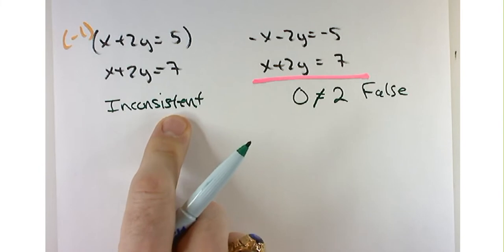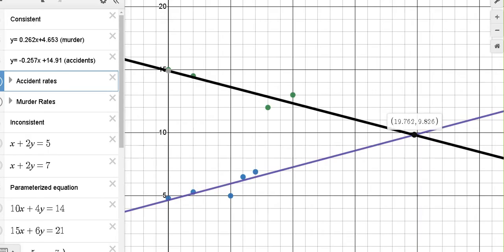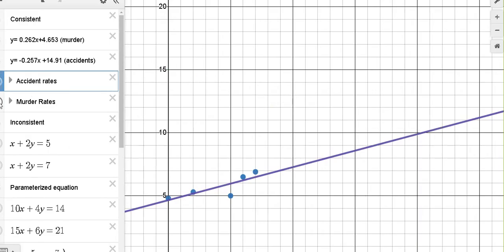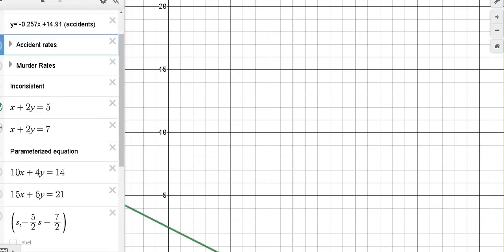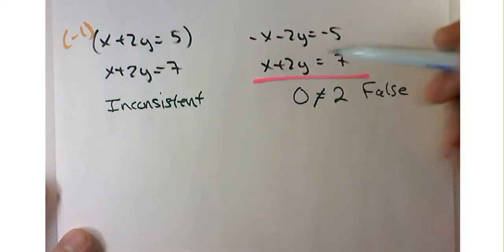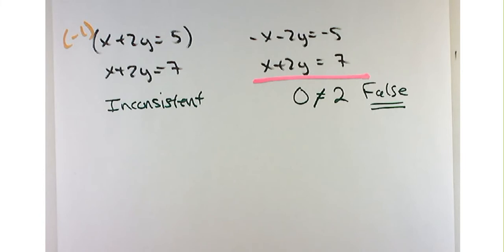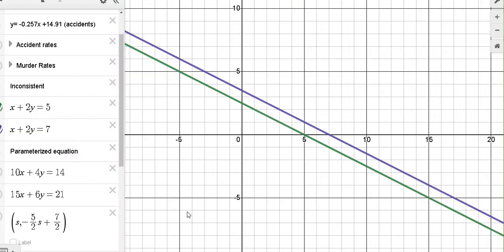If this is inconsistent, what should I see when I graph these lines? Does anyone know? Parallel. Yeah, they don't touch. They're parallel. So let me shut these off. And if I graph these lines, exactly what we expected. They're parallel. They never touch. Now, the important thing to notice here is that when the variables dropped out, I got something that was false. That's kind of a little hint or clue that your system of equations has no solution.